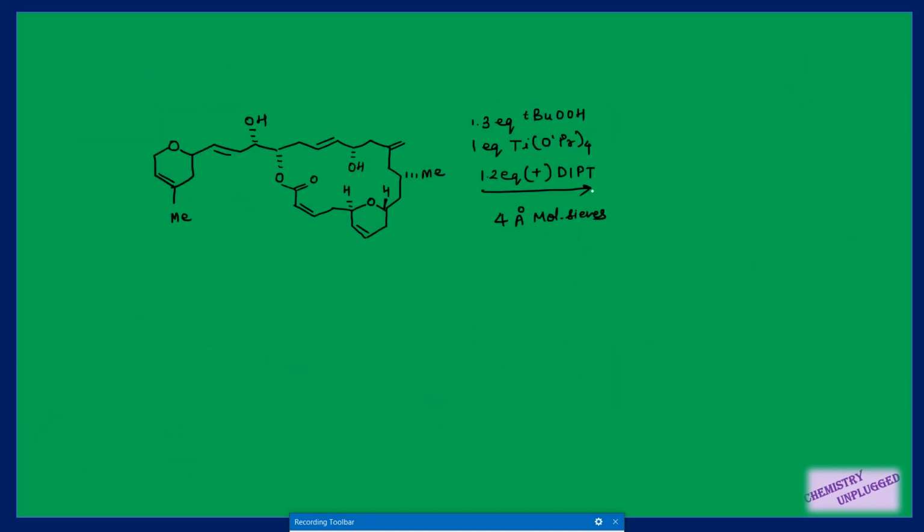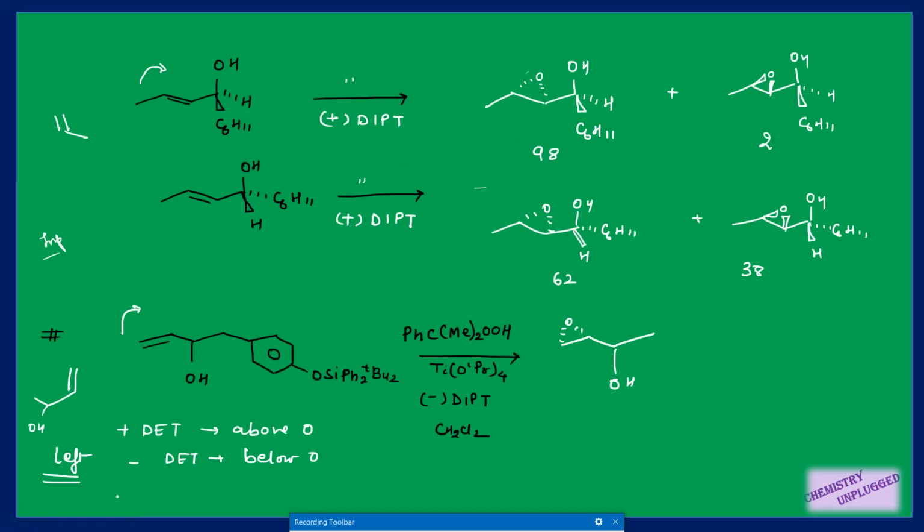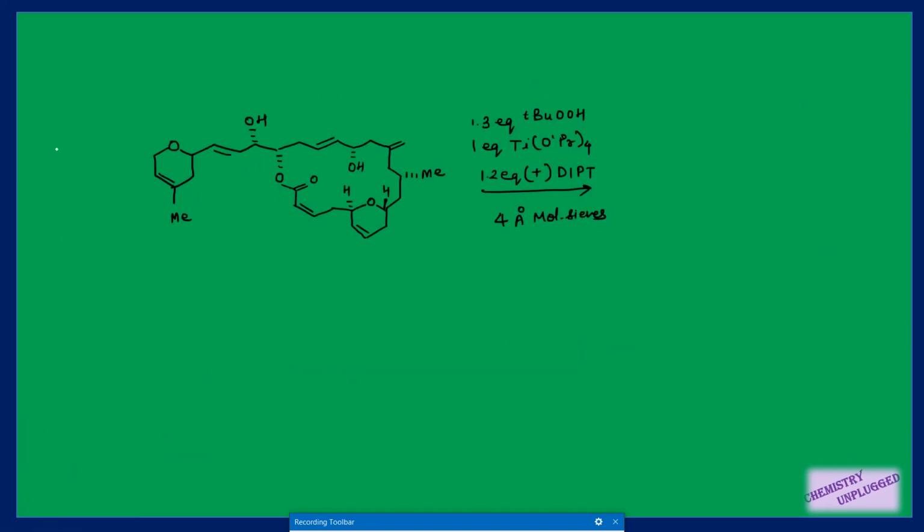So we will see this example also. It is based on the concept which we have discussed here, right. I think this is very important. In this case we are using all the conditions required for Sharpless epoxidation. We have plus DET here, but in this particular case you have two allylic alcohols, this one and this one, right. So the question comes: which allylic alcohol will participate in the reaction?